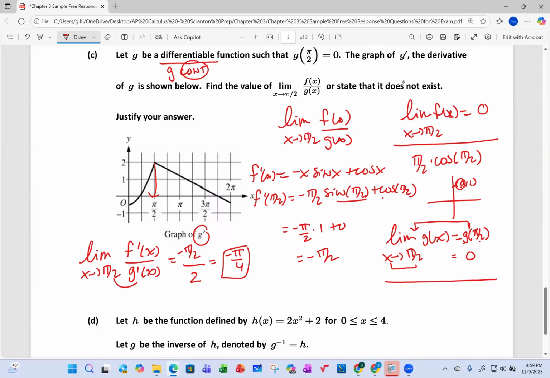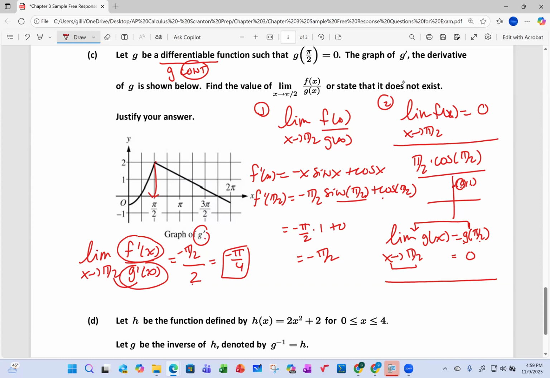So again, just to talk you through that, how do we take a limit? First is by direct substitution. And I took the limit of the top, which came out to be 0 by direct substitution, and the limit of the bottom, which also came out to be 0. Then I did the derivative of the top, which is just f prime. The derivative of the bottom is g prime. This is the graph of g prime, and g prime at pi over 2 is 2.